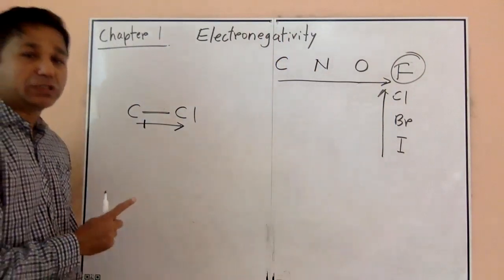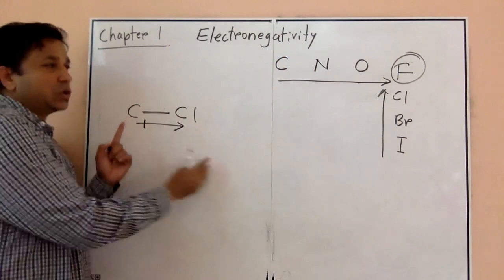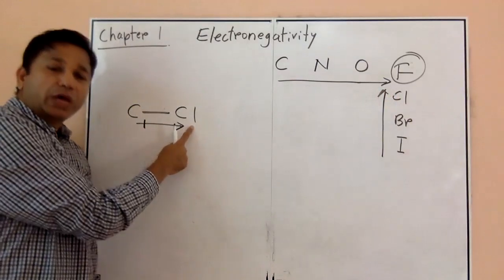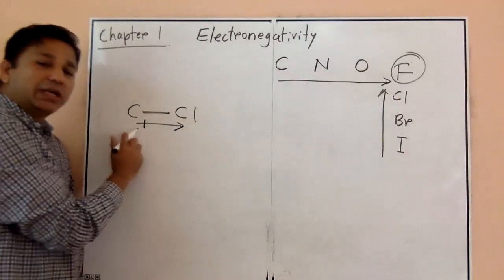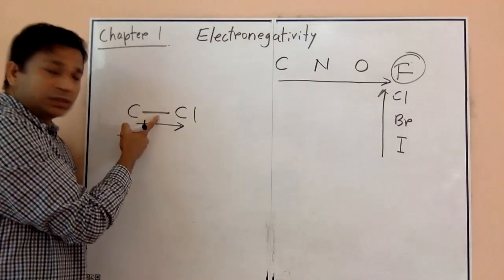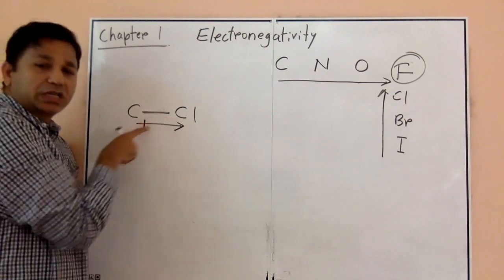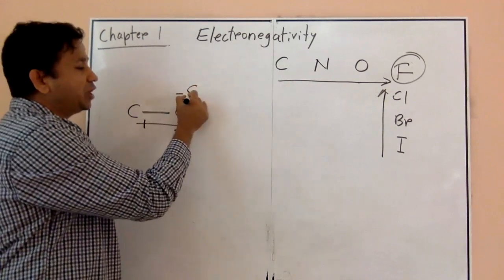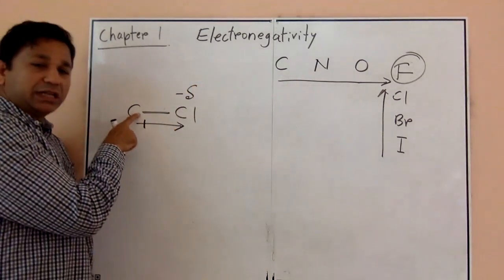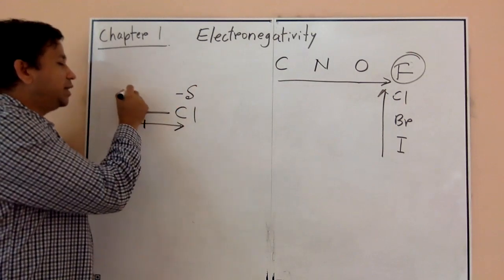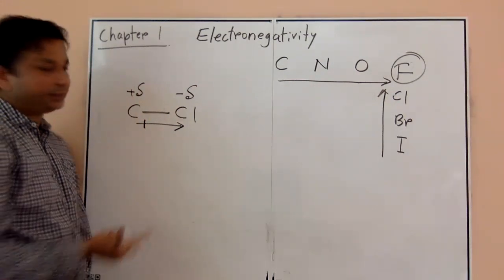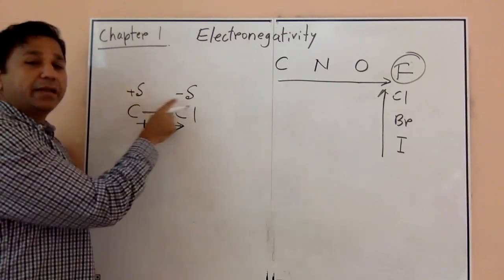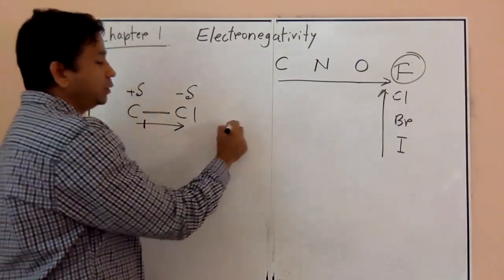Now we know which is more electronegative, carbon or chlorine. Carbon is on the left side and chlorine on the right hand side, so chlorine is more electronegative. That means it's pulling the electron pair, so the electrons in the bond are pulled more towards chlorine. That's how we show it. When chlorine gets more electrons, it will get the partial negative charge. Carbon is losing, as the electron pair is shifted towards chlorine, so it will get the delta plus charge. When you have a situation like this, we create two poles, a negative pole and a positive pole, and this is called the dipole.